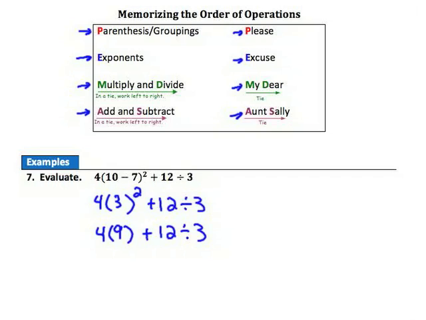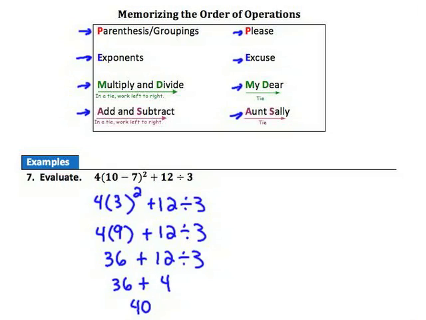Now I take a look at this new expression that I have written. Notice I have multiplication, addition, and division. Well, multiplication and division come first. And remember, I perform whichever one comes first. In this case, the multiplication, 4 times 9, comes first. So I'm going to perform that operation. Next, I'll perform the division. 12 divided by 3 is going to give me an answer of 4. And last, I'll perform the addition. 36 plus 4 gives me an answer of 40.